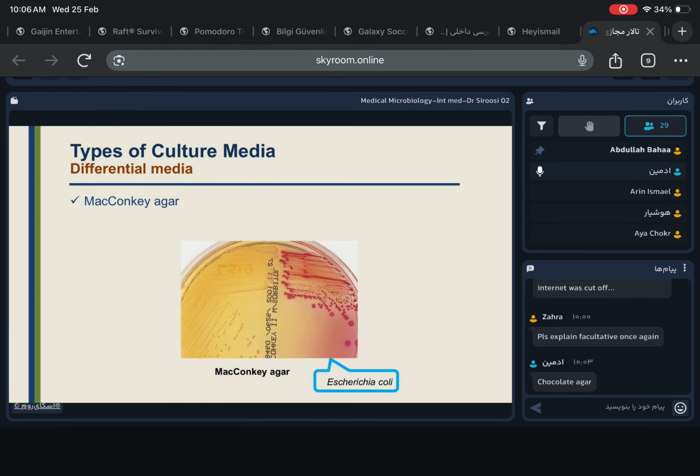Also, we have differential culture media. Differential culture media are supplemented with inhibitors to suppress the unwanted growth of microorganisms.